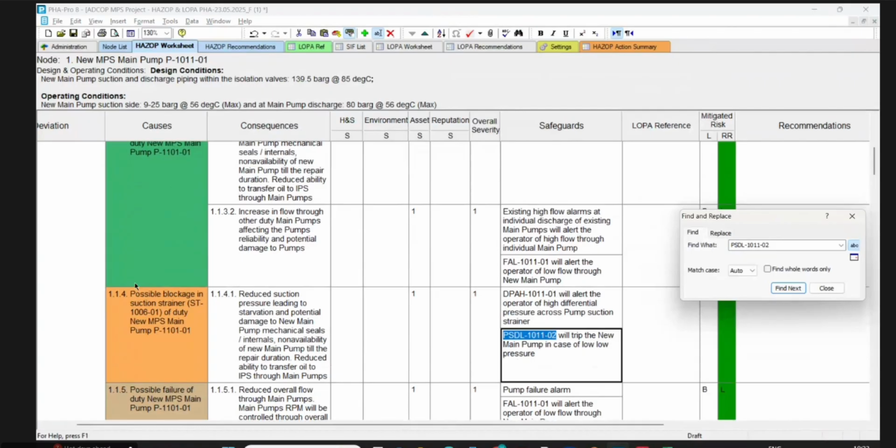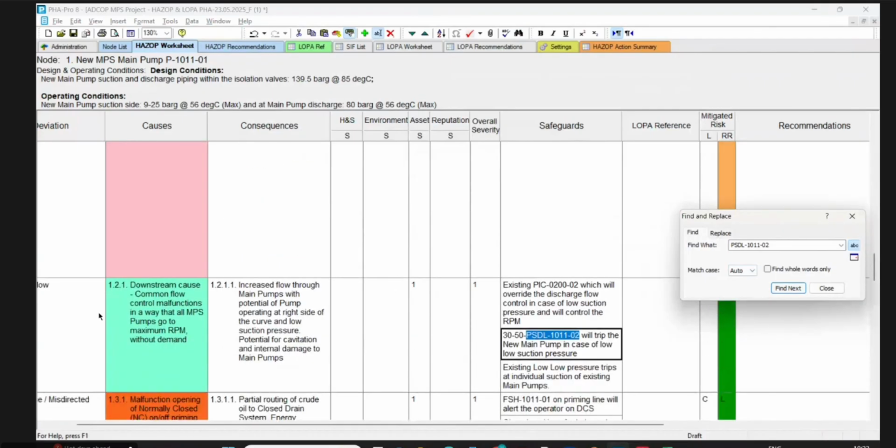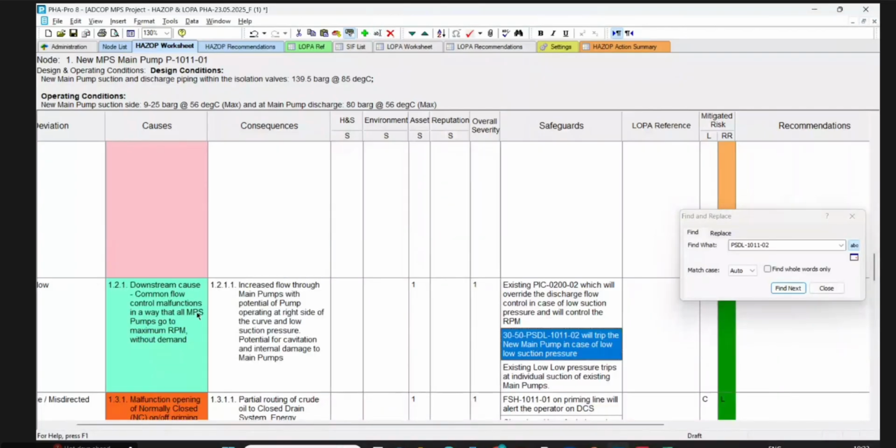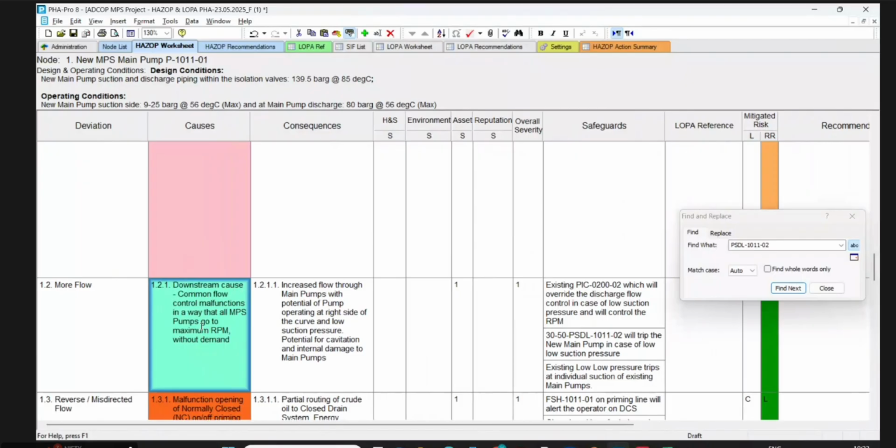This is a PSTL, possible blockage of strainer. Yes, there is a strainer in the pump suction. And downstream causes, common flow. So this can also be taken credit. But why would downstream of the pump give low suction pressure? I think this is not the right safeguard. Before the pump suction, I agree, but a downstream cause cannot be taken. I will not take it.